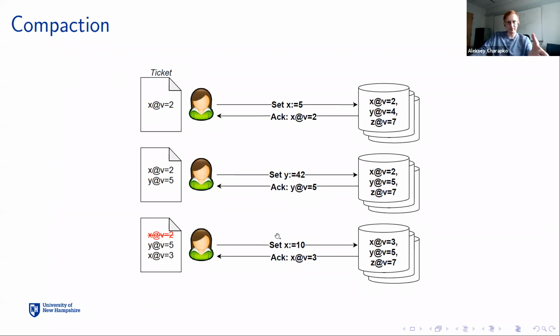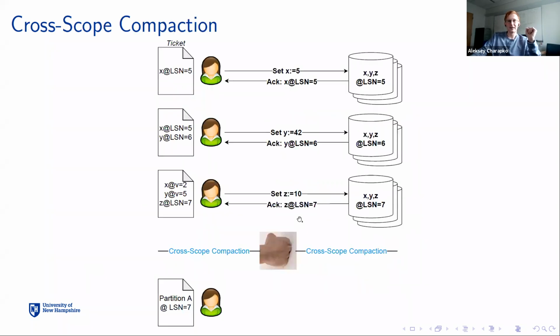But this is one way. We can get rid of unneeded entries in the recency token in a ticket. I should start using the Facebook term, ticket. The second type of compaction is this cross-scope compaction.